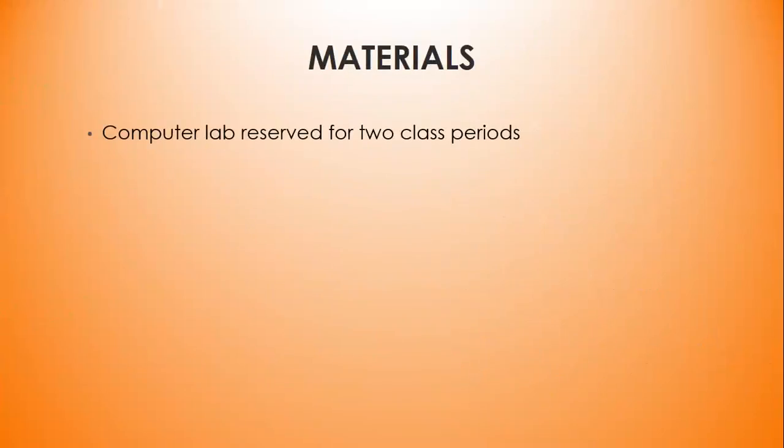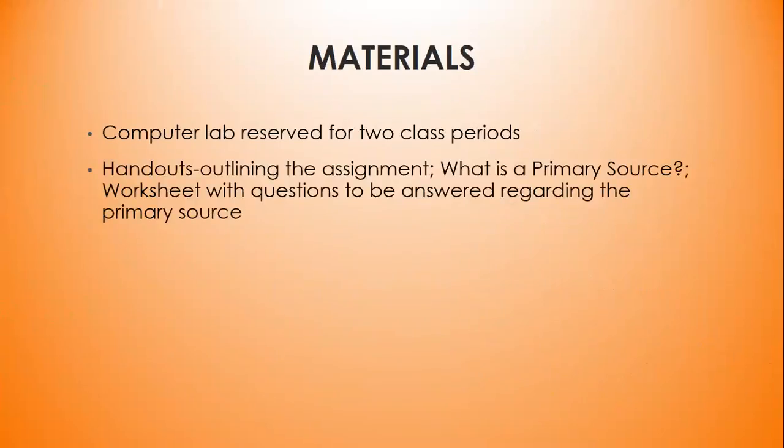Materials you'll need: we're going to have the computer lab reserved for 2 class periods. That'll be down the road a little bit. We'll give you dates on that. There are a couple of handouts outlining the assignments. You may print those off here from the site. We also have extra copies available in class. "What Is a Primary Source" is one of those.